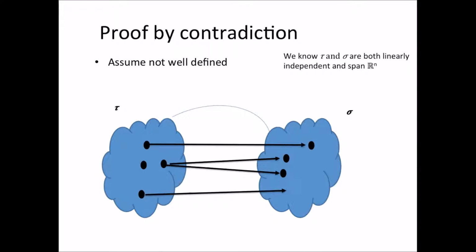And if it's not well defined, there could be a point in the domain that doesn't map to anything. We know this is not possible because sigma spans Rn, therefore there would be a point, which is a list of coefficients that matches to the same point as the list of coefficients in tau. So now we have that it is well defined.